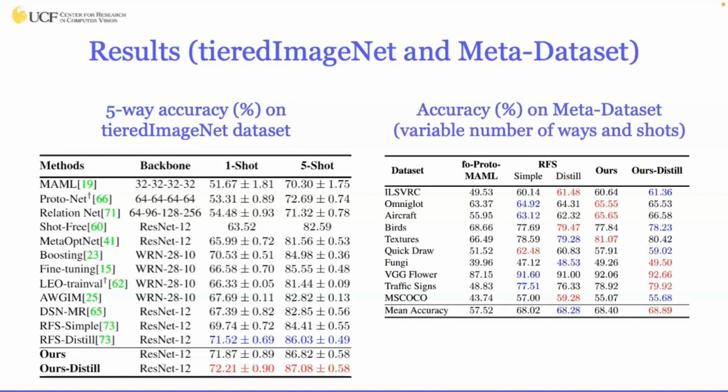This is an interesting result, where we report results on Meta-Dataset, which is newly proposed. The experimental setup works like this: we train on the training split of ImageNet, then we test on the validation set of ImageNet and also 9 other datasets.